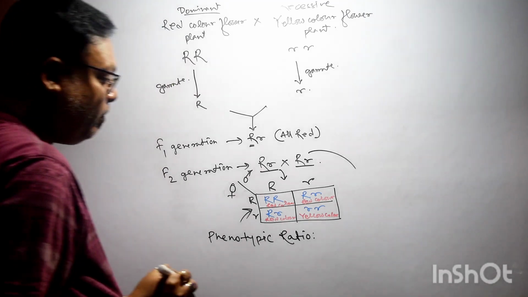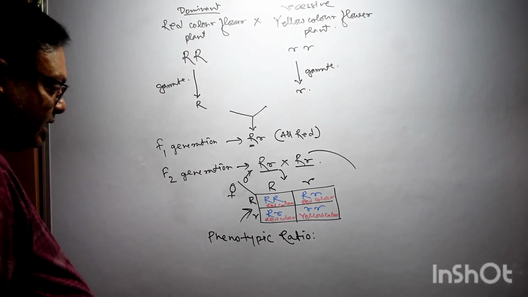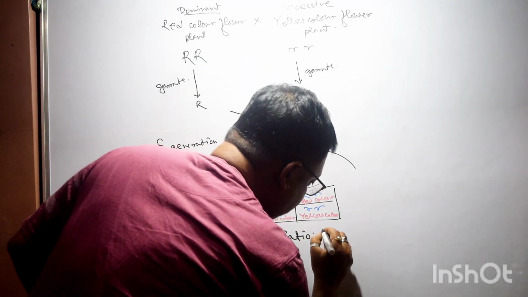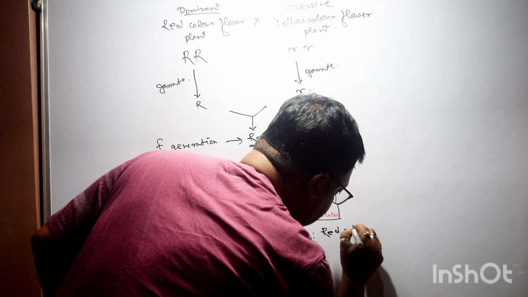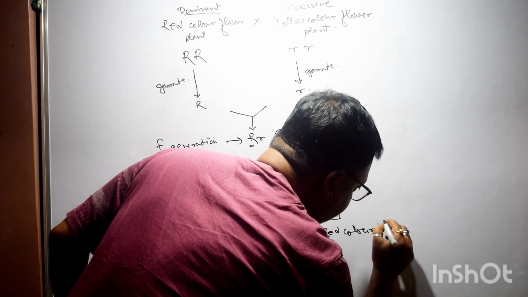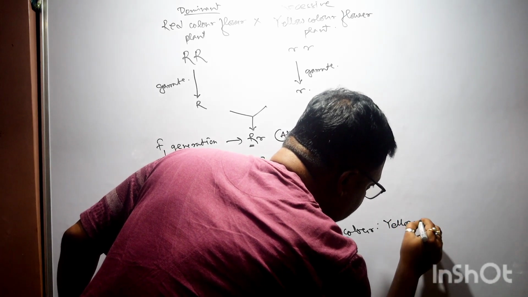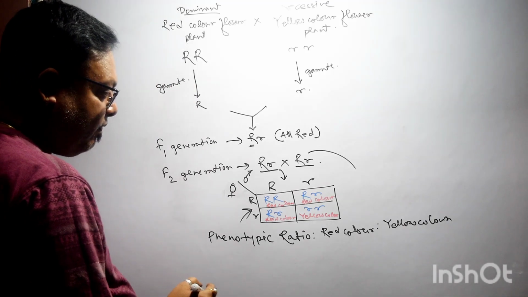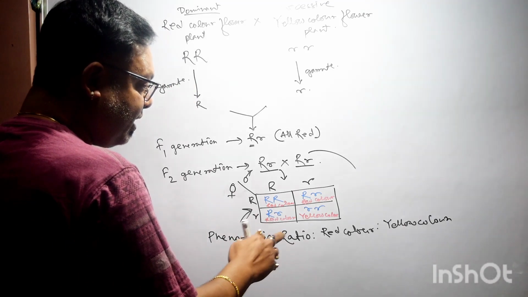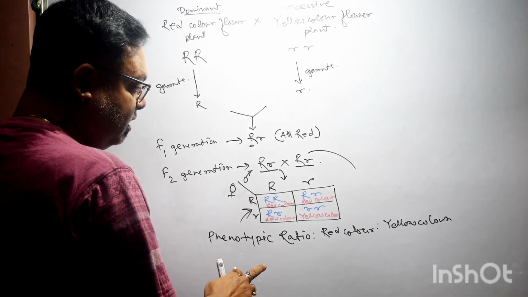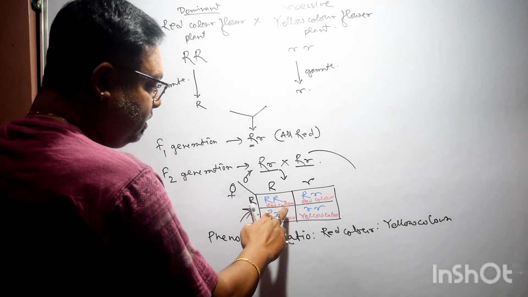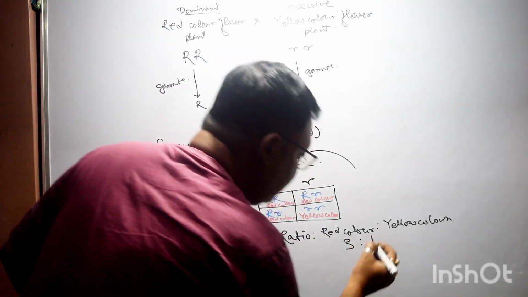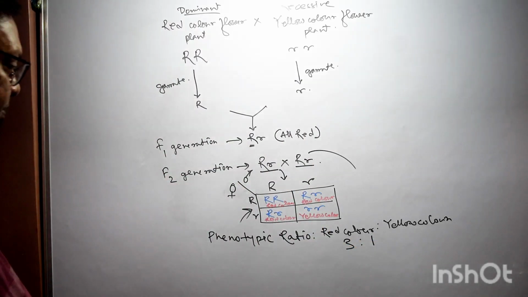As we know, phenotype is visible character. So visible characters are color of the flower. So there are two colors of the flower: one is red color, the other is yellow color. Okay. Red color flower plants, what are their numbers? We can find it from the square itself. 1, 2, 3. So 3 red color flower plants and 1 yellow color flower plant. So this will be the phenotypic ratio.